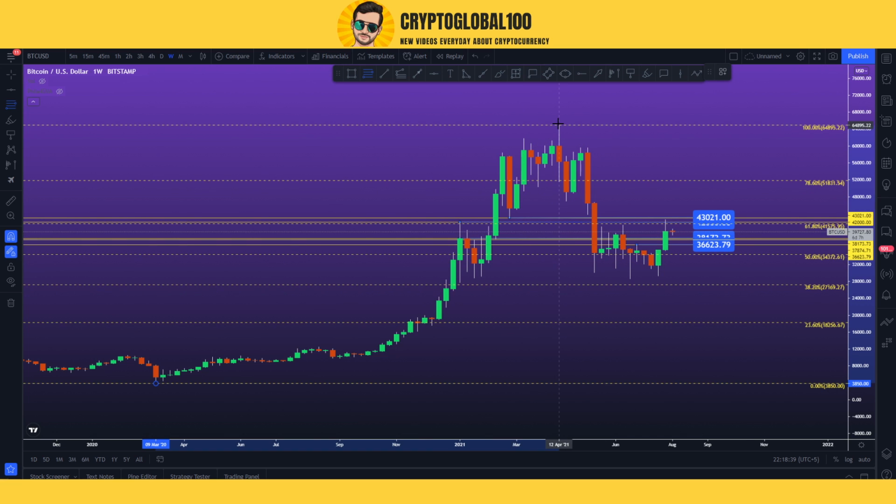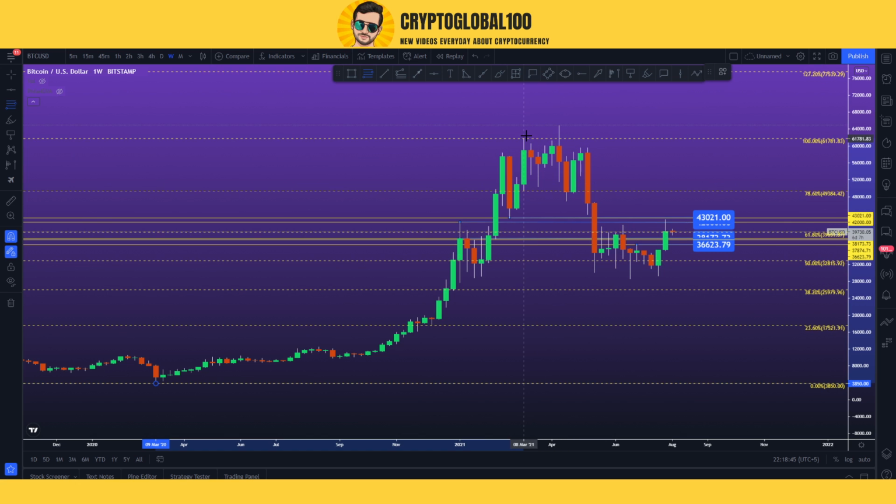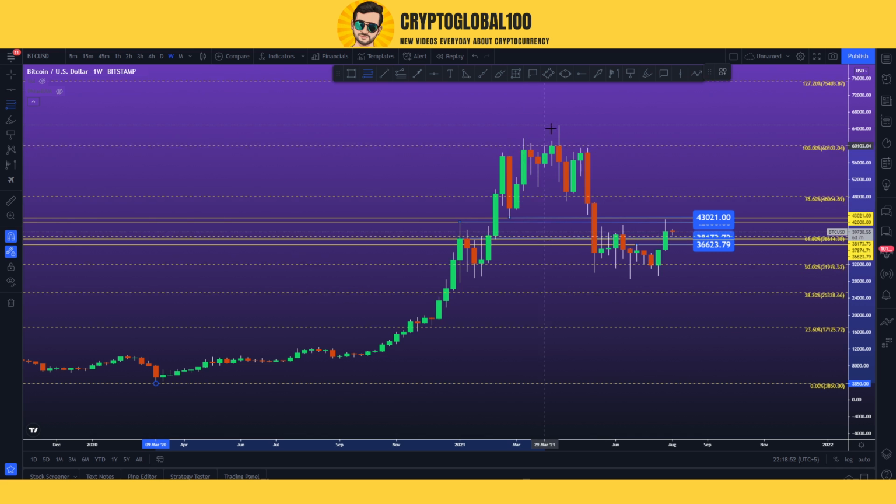Let's take a look at this one and this one as well. So yeah, it also matches up. So we have two levels. Either we draw this, so usually I take this as a swing high candle. So right now I'm looking at the candles here.